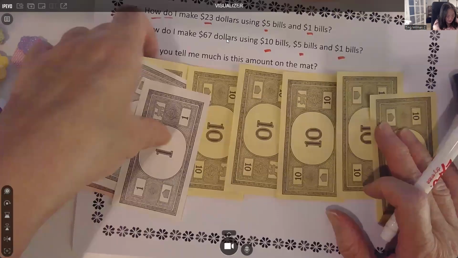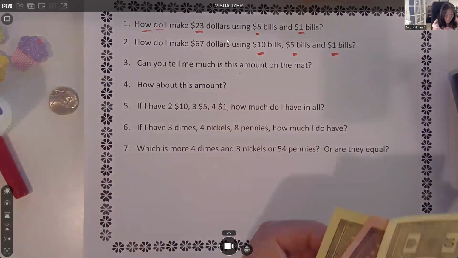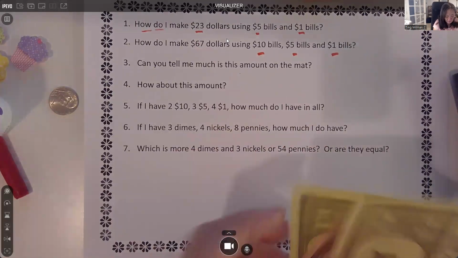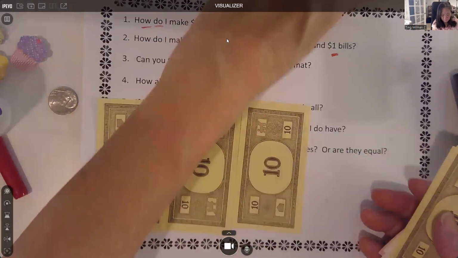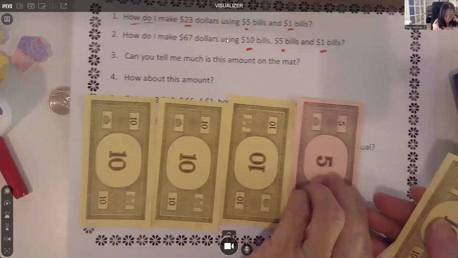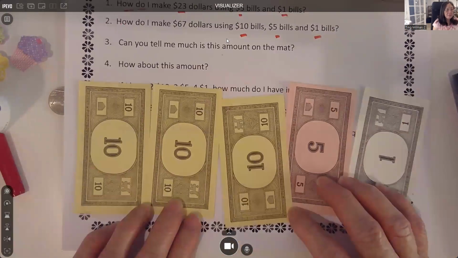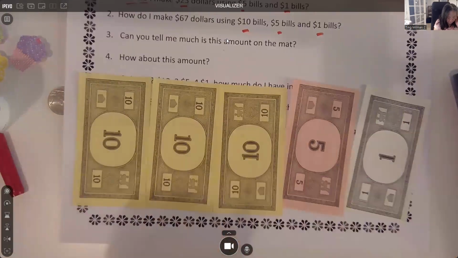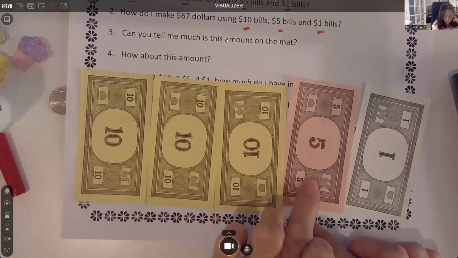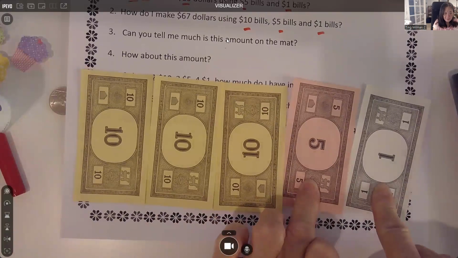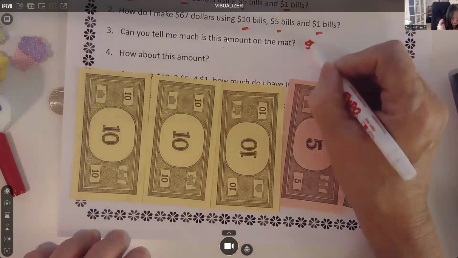All right, the next question. Can you tell me how much this amount on the mat? So I'm going to show you some money on the mat and you're going to count and then tell me the answer. So how much is on the mat? So let's count. 10, 20, 30, right? 35 plus 1, 36. Right? So we have $36 on the mat.